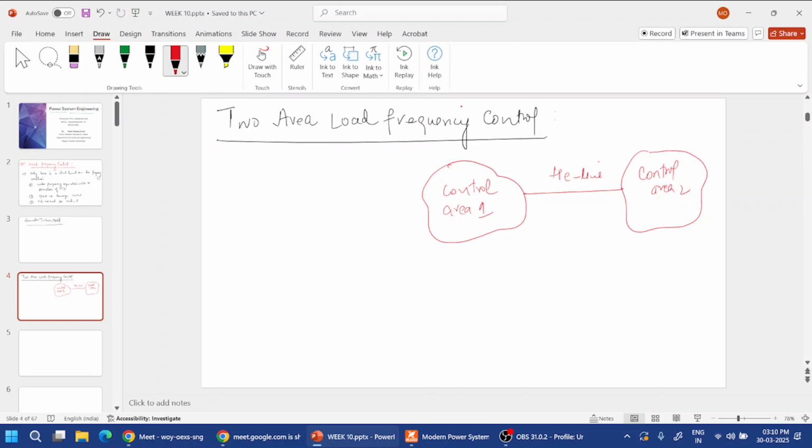Let's assume the power transported out of area 1 is P12. Let's say this has voltage V1 angle del 1, and V2 angle del 2, so P12 equals V1 V2 over X12 times sine of del 1 minus del 2. Here del 1 and del 2 are the equivalent machine power angles of these two areas.